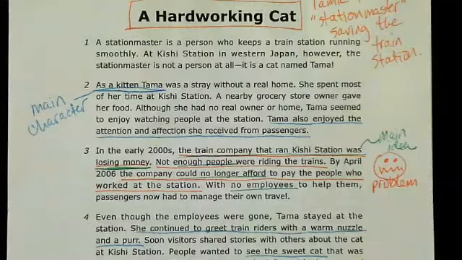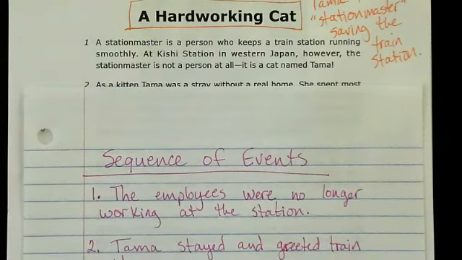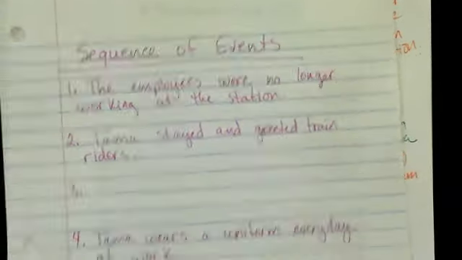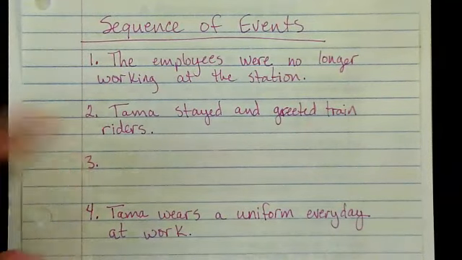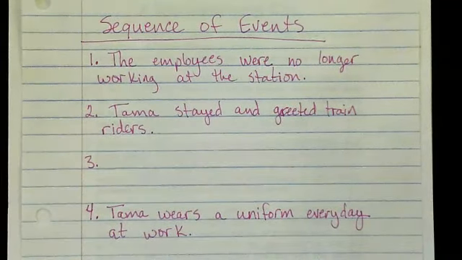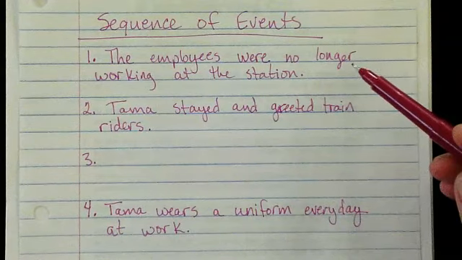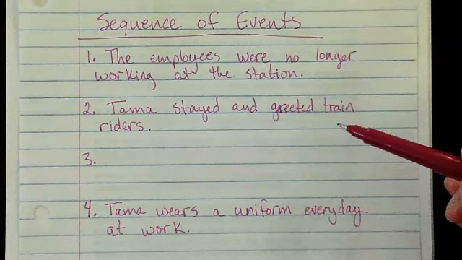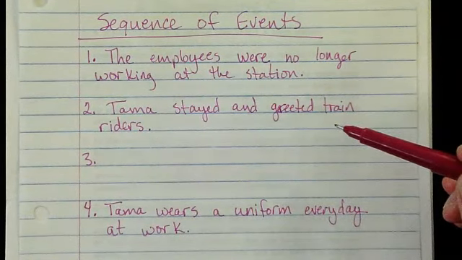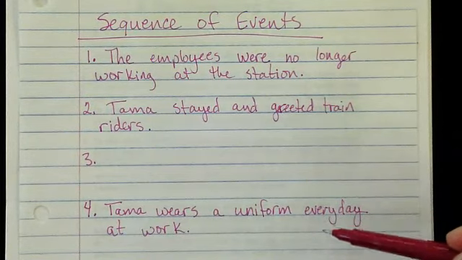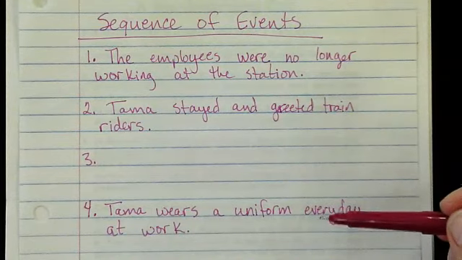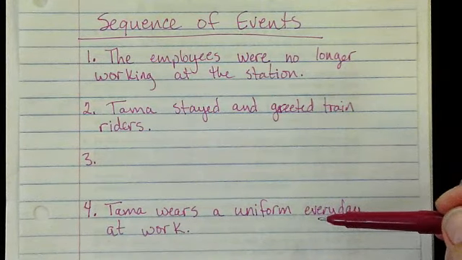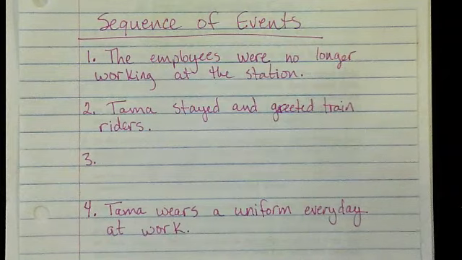So I have a question here, and it says, sequence of events. Which one is missing? What would you put in the blank number? So let's read through and see what it says. It says the employees were no longer working at the station. Tama stayed and greeted train riders. Then there's a blank. Then Tama wears a uniform every day at work. So what happened in between Tama greeting train passengers or riders and then wearing a uniform at work?